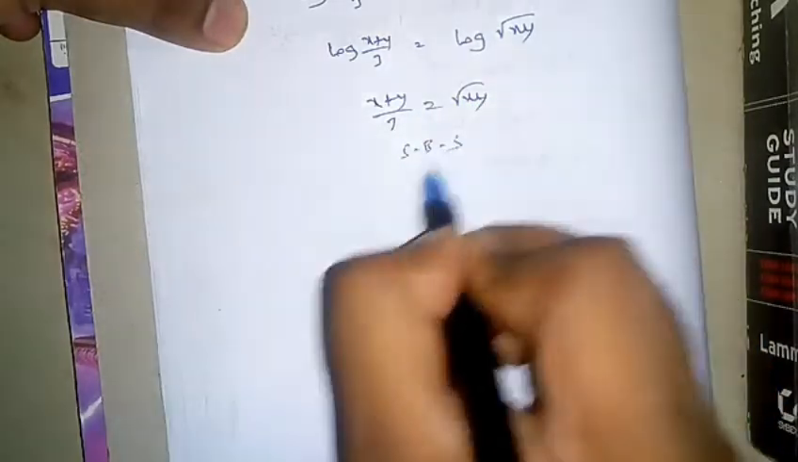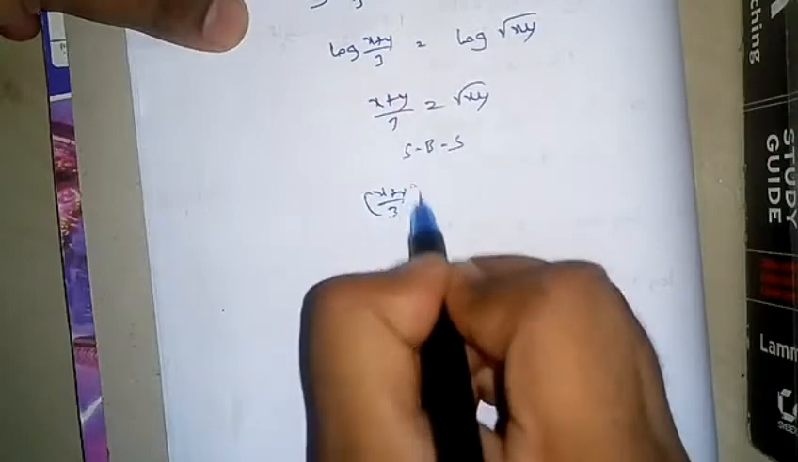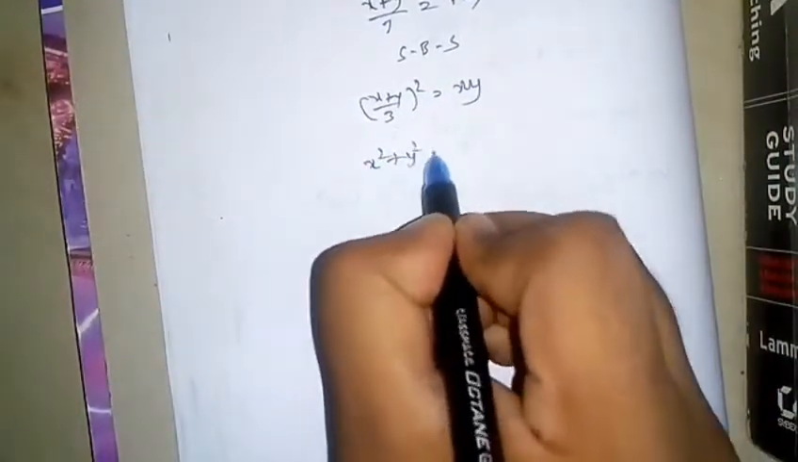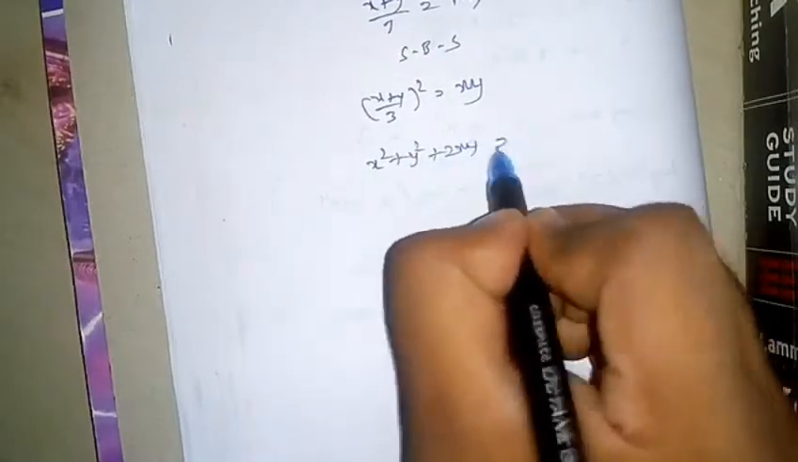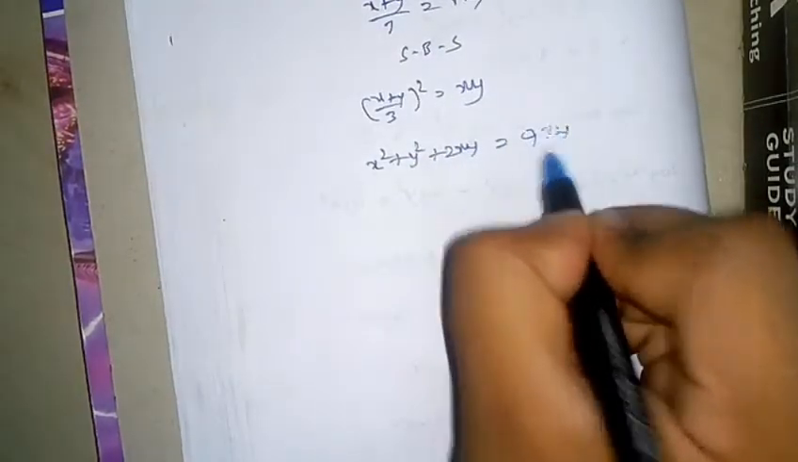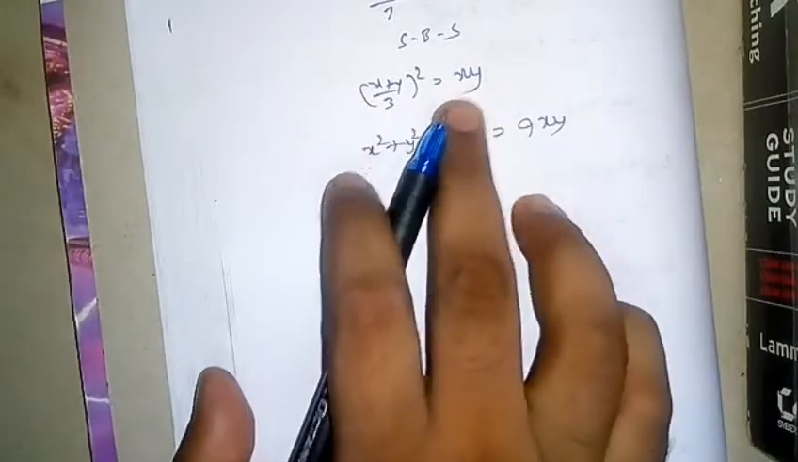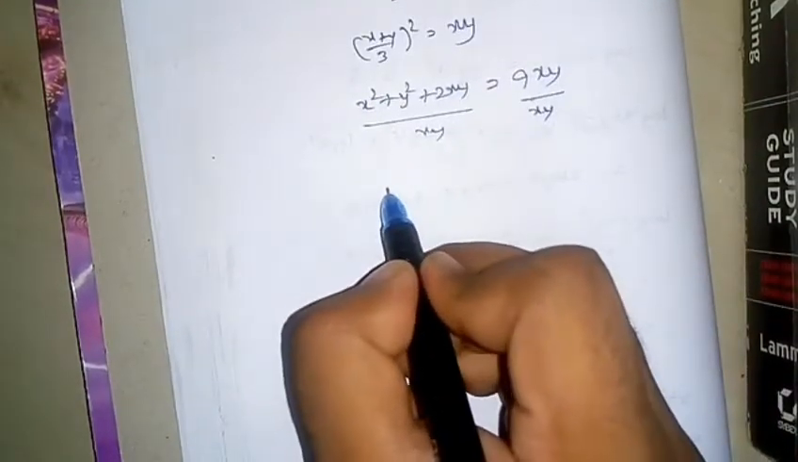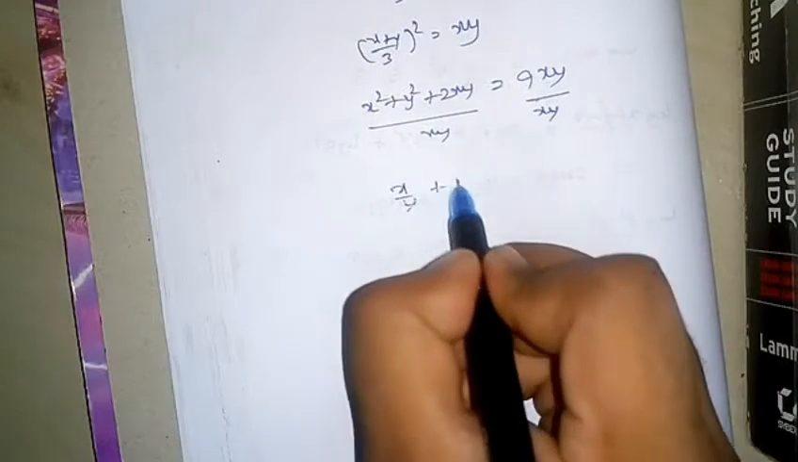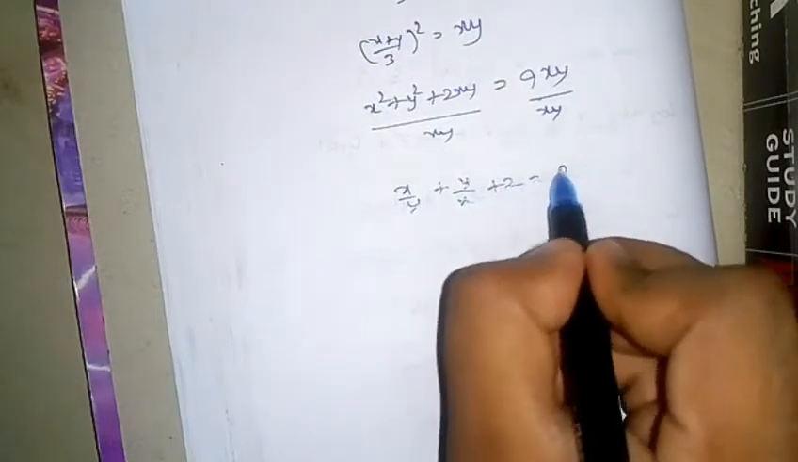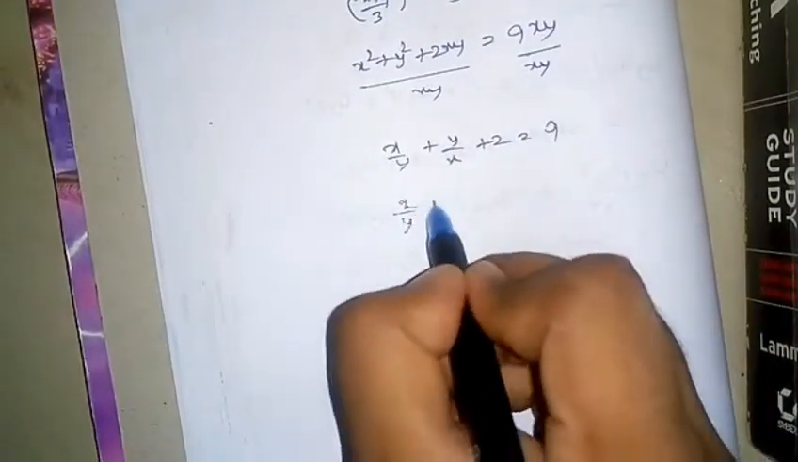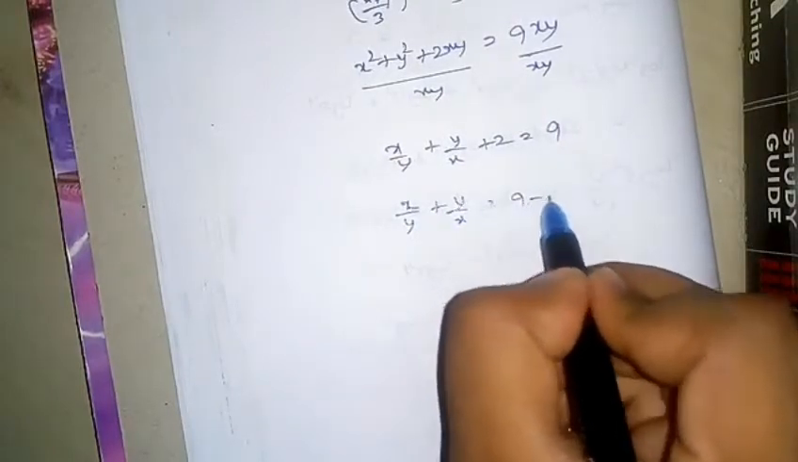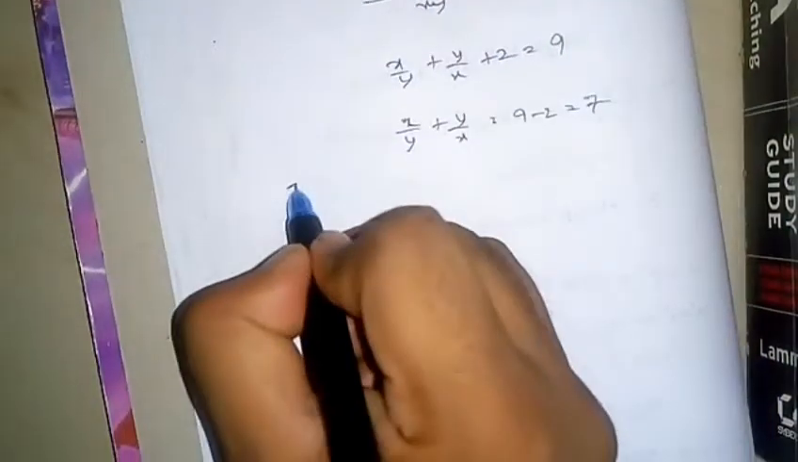Squaring on both sides, ((x plus y) by 3) whole square is equal to xy. This can be written as x square plus y square plus 2xy is equal to 9xy. I have taken 9 to RHS, so it becomes 9xy. Now divide the entire equation by xy. This becomes x by y plus y by x plus 2 is equal to 9. So x by y plus y by x is equal to 9 minus 2 is equal to 7.